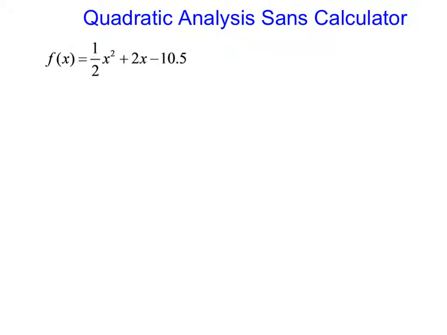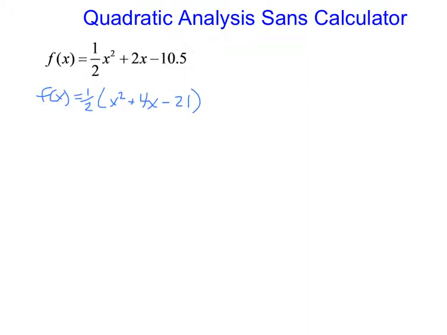Hello there. In this video we're going to do a 2x review of how to do a quadratic analysis sans calculator. So we're going to find x and y intercepts and a minimum and maximum point. First thing I'm going to do is try to get this in a slightly nicer form. So I'm going to factor out that 1/2 because it's ugly.